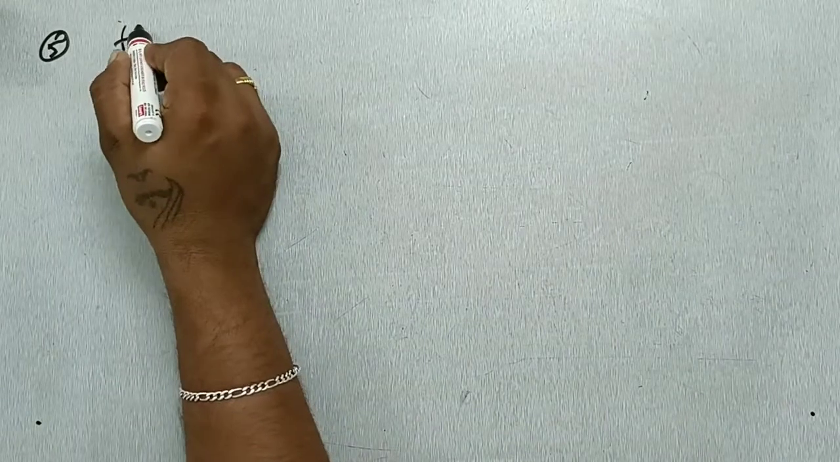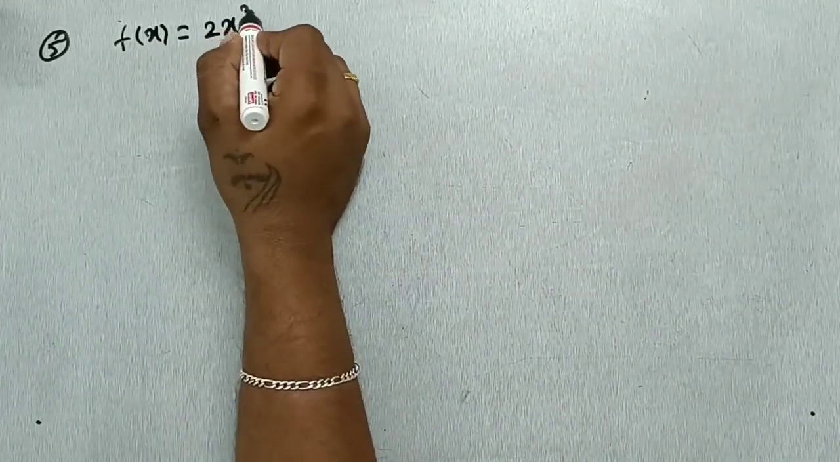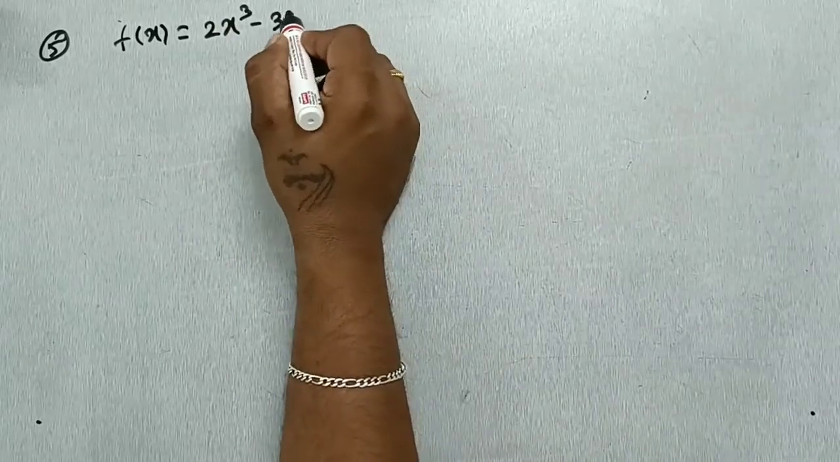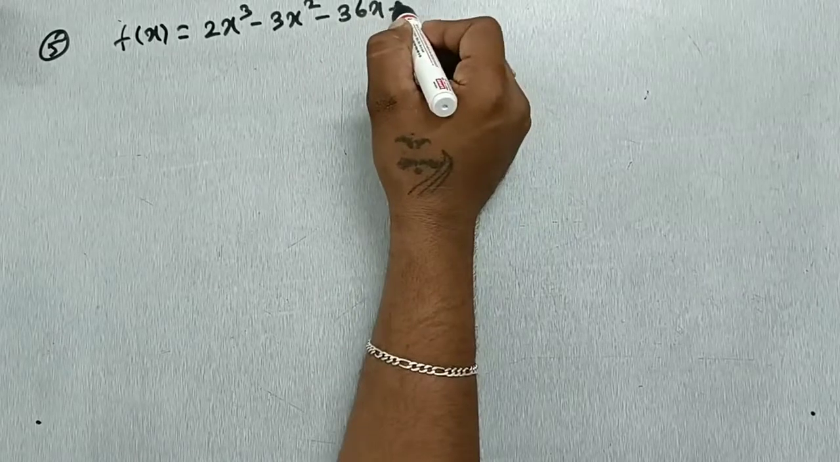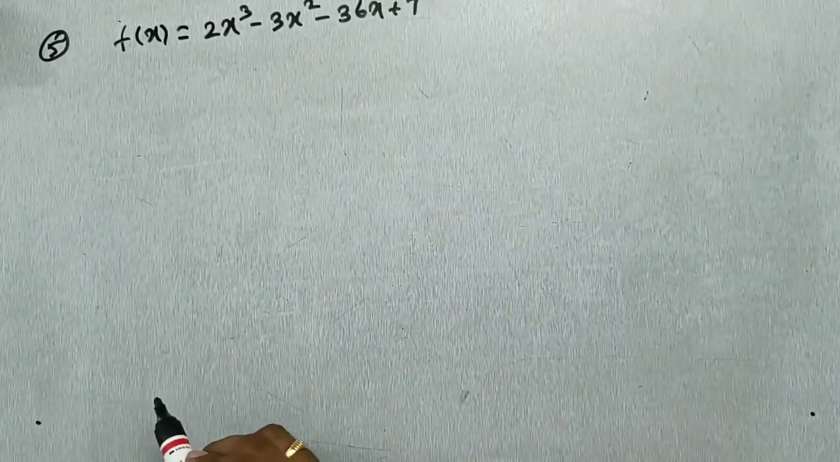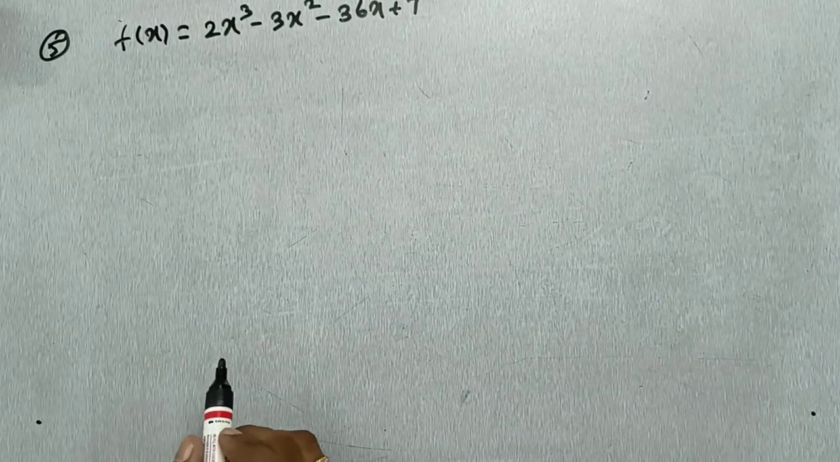Now question number 5. What is given here? A cubic polynomial, f of x equal to 2x cube minus 3x square minus 36x plus 7, is given. Here also we have to find the intervals in which it is strictly decreasing and strictly increasing.